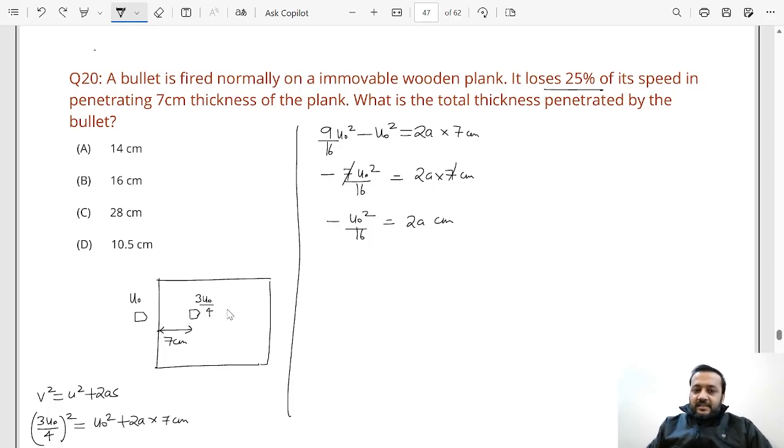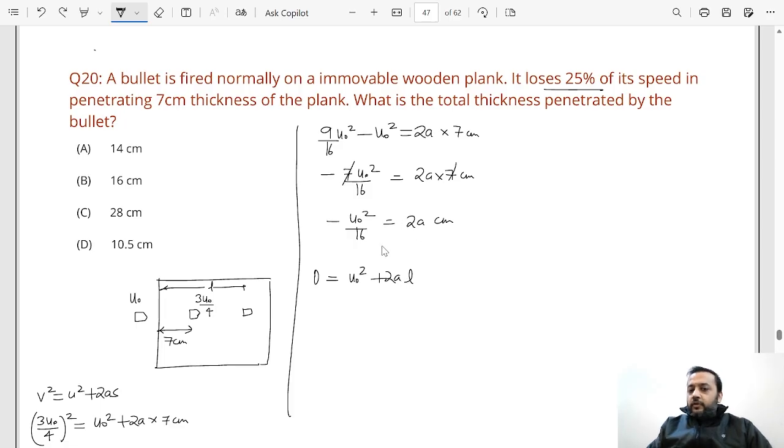Okay, now the question is asking at what distance the bullet will stop. So let us say the bullet reaches till here and this distance is L, which is what we have to calculate. Here the velocity of the bullet becomes 0, so here you can put v as 0 in this equation. So v will be 0, u was u naught, and then 2 into a into displacement, which will become L.